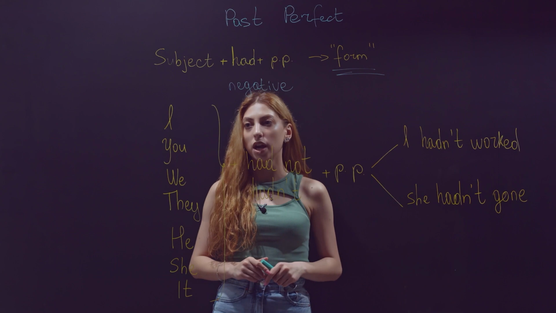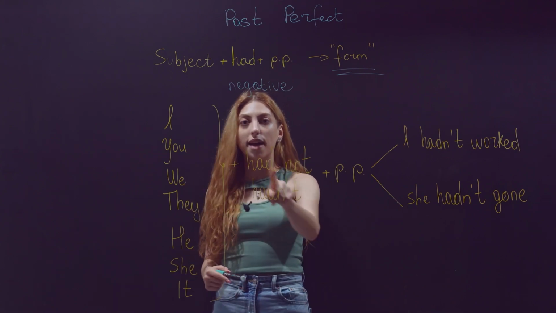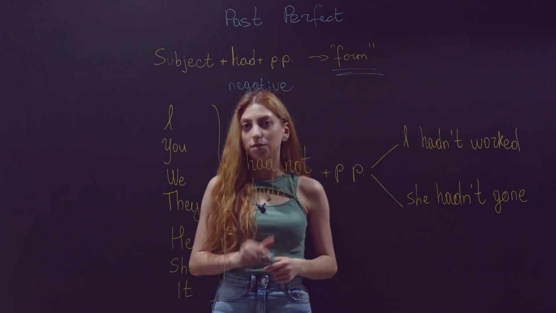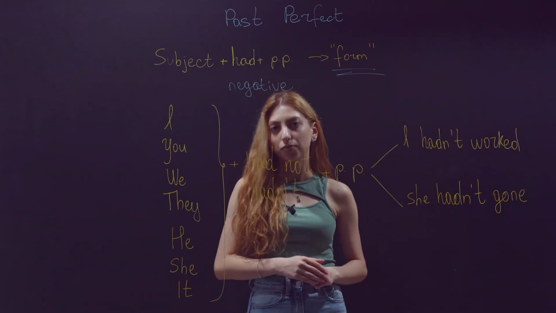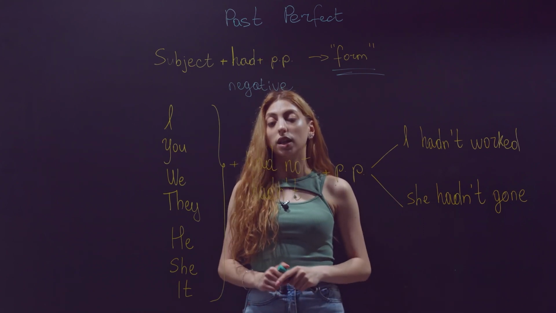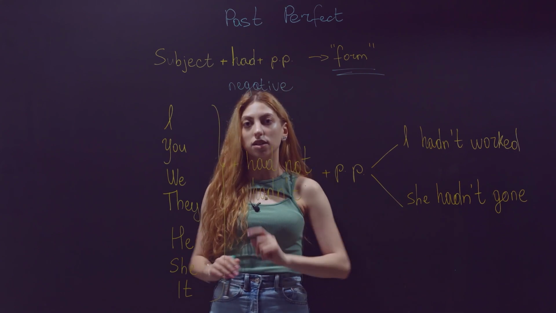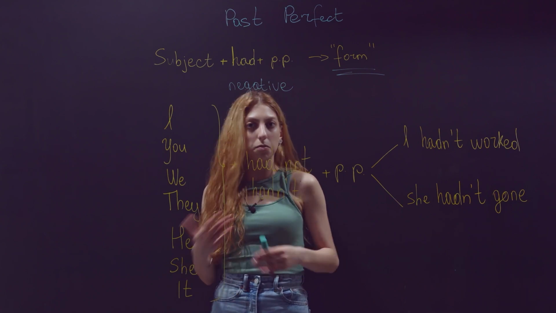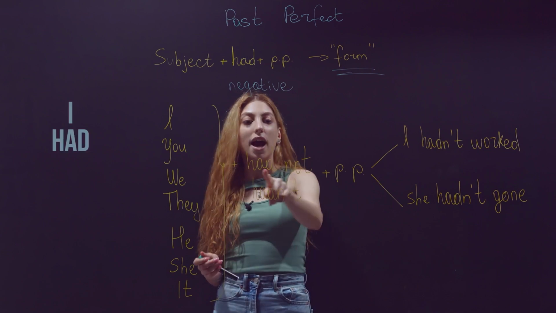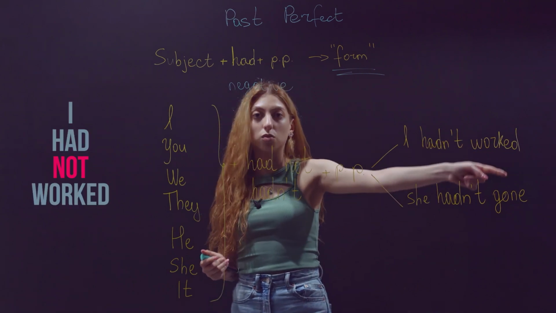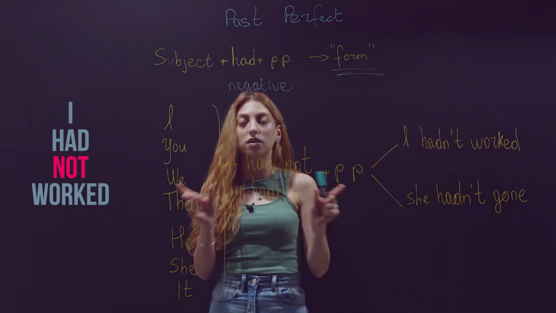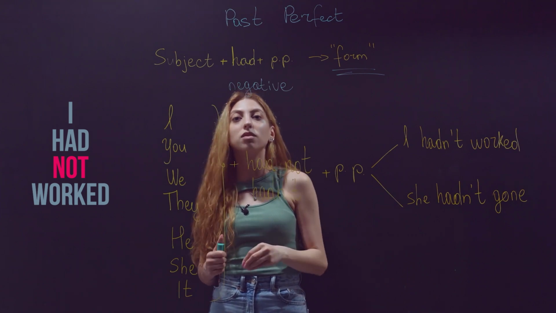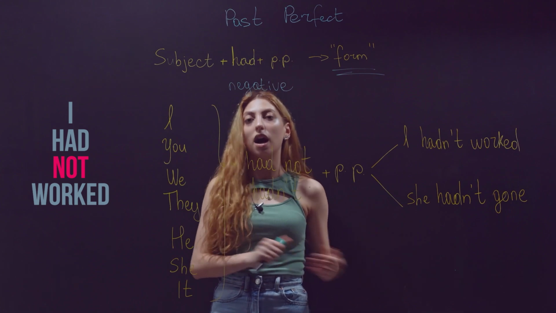Let's see what we have here. Again, the subject plus had not, plus past participle. If you want to make something negative, we need to add not: had not or hadn't. Well, let's see what the difference is between had not and hadn't. There is no difference in meaning. But when I say I had not worked and I hadn't worked, in the case of had not, I separate them to put emphasis on the negativity. I had not worked. I hadn't worked.